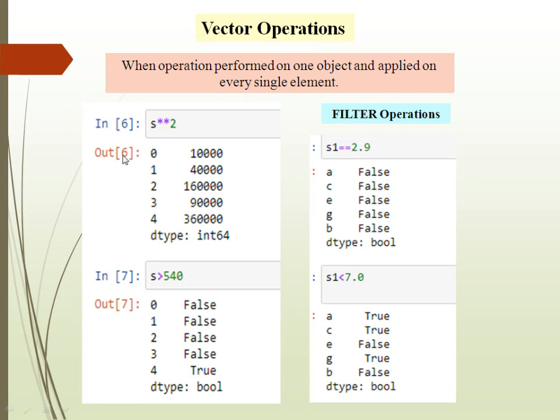So if I write s**2, do you remember what double star means? Double star is exponent, raised to the power. So the values of s are raised to the power 2. Our values in s are at position 0, I have 100, at 1, 200, remember?